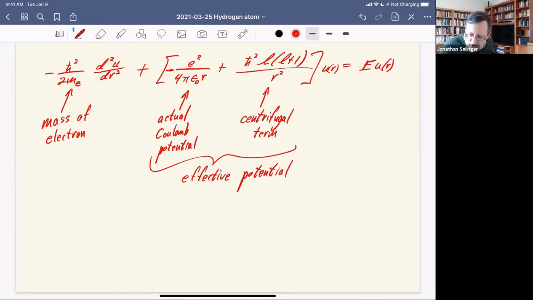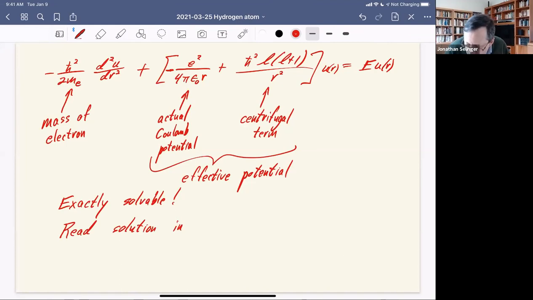All right, so here's a differential equation to be solved. The good news is this thing is exactly solvable. Amazingly enough, it is exactly solvable. The bad news is it's kind of a long and tedious solution. I don't really want to go over the solution in detail. I will say, go and read the solution in the textbook. And I'm going to describe the solution for you.